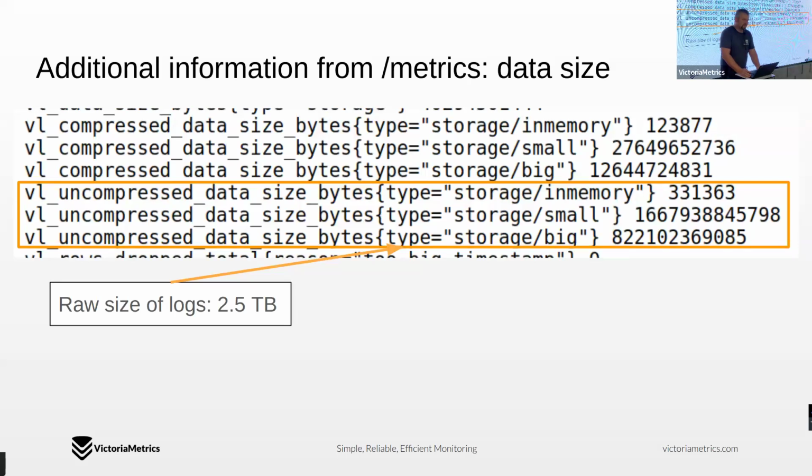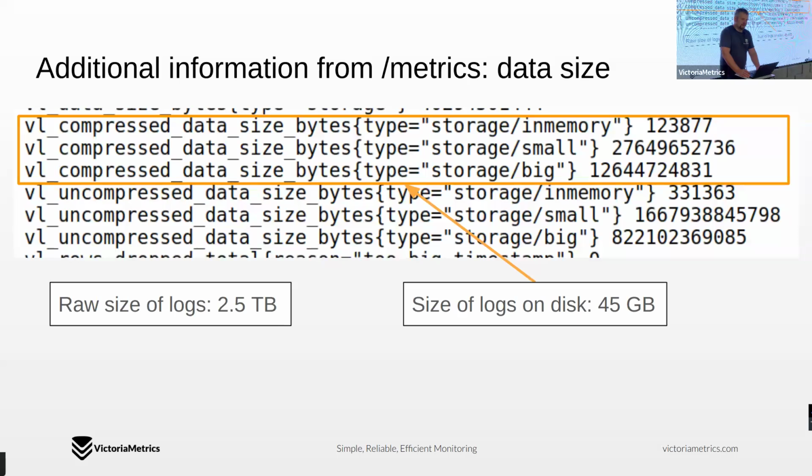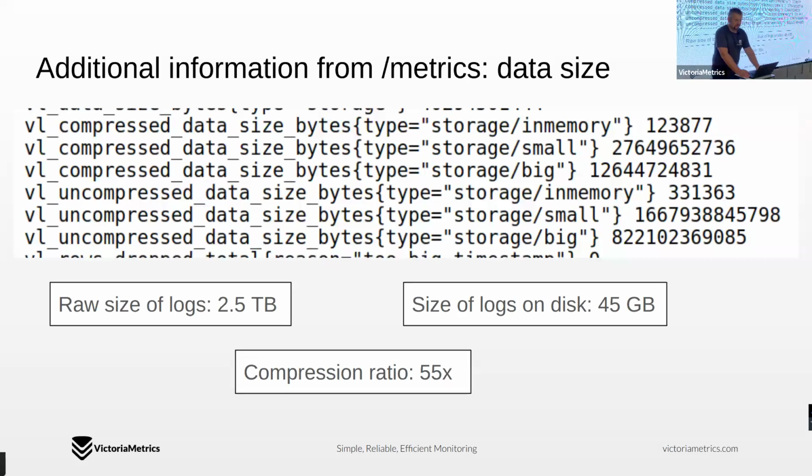And the next slide shows the size of logs which were ingested over the last year into our test VictoriaLogs instance. These are just metrics exposed by the VictoriaLogs instance, and you can see that the amount of ingested logs is 2.5 terabytes. At the same time, these ingested logs are compressed into 45 gigabytes on disk. This means that the compression ratio is higher than 50. You just divide 2.5 terabytes by 45 gigabytes and get this compression ratio.